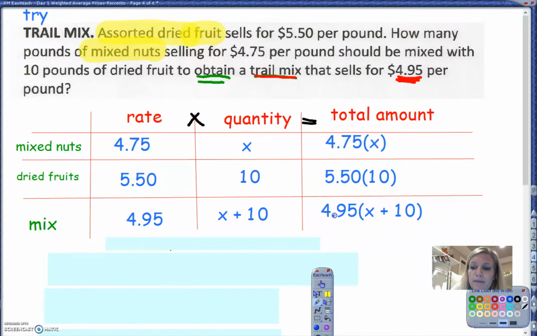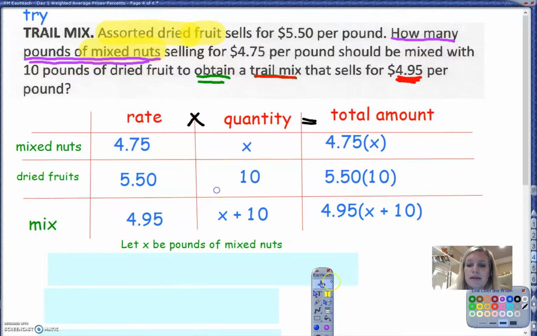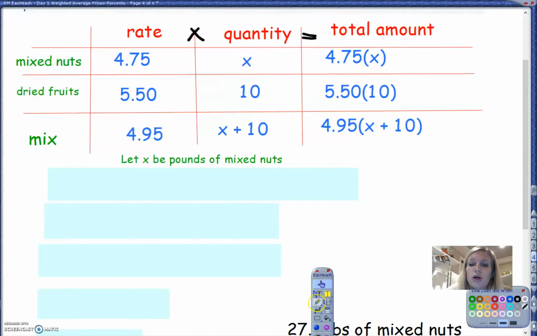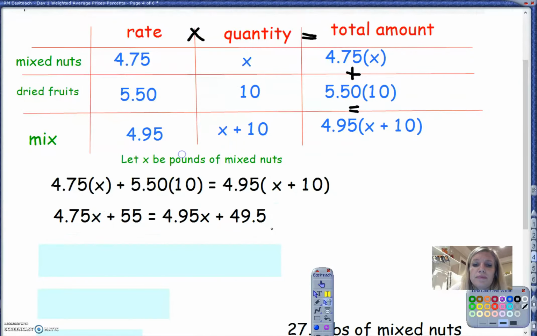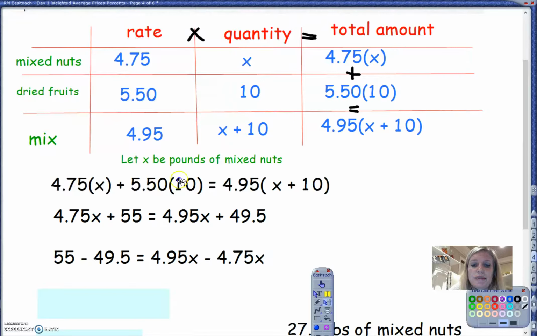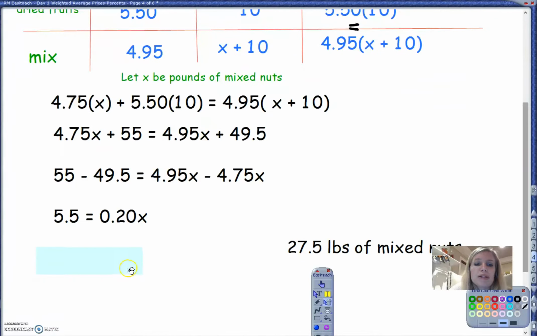I'll grab a purple. How many pounds of mixed nuts? Right here, it says we're asking for pounds of mixed nuts. That's your X. That's what we define it as. Let X be the pounds of mixed nuts. We write our equation. Along the right, I told you that you should add them and set it equal to each other. Okay, so here's our equation. Then we're going to distribute, and then we're going to combine like terms. Keep simplifying. Divide both sides by 0.2, and you should get 27.5.